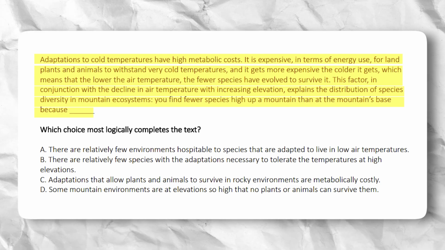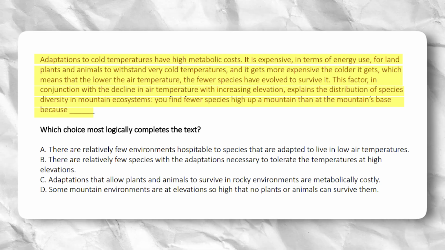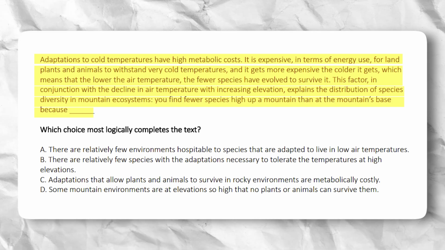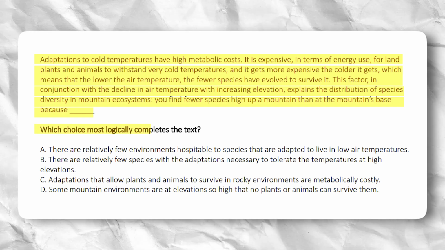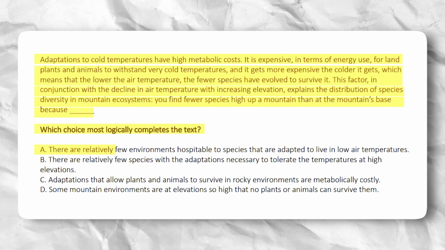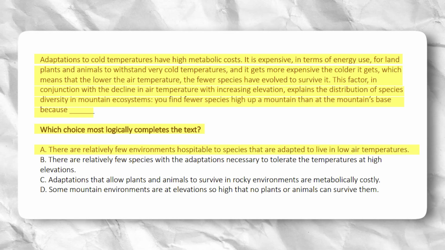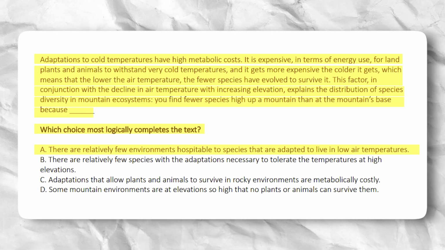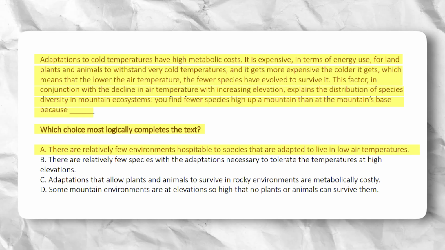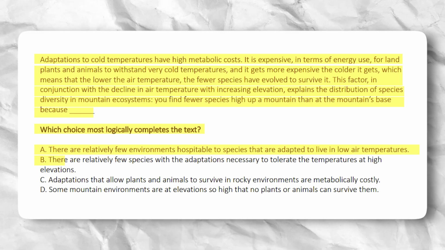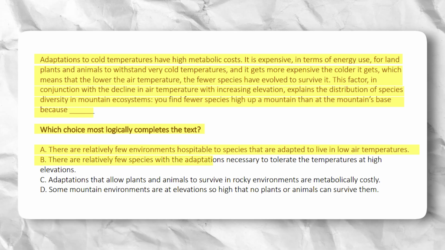Now there are four options and we have to eliminate the wrong ones, and we will be left with a good one. This is the strategy that you will always be relying on. So which choice most logically completes the text? Option A: there are relatively few environments hospitable to species that are adapted to live in low air temperatures. This is exactly opposite to what the main thesis is about, the main argument is about. So we can eliminate option A. In B: there are relatively few species with the adaptation necessary to tolerate the temperature at high elevations.